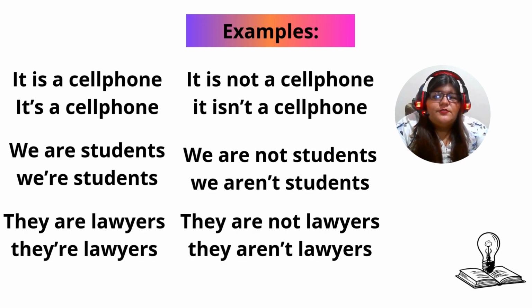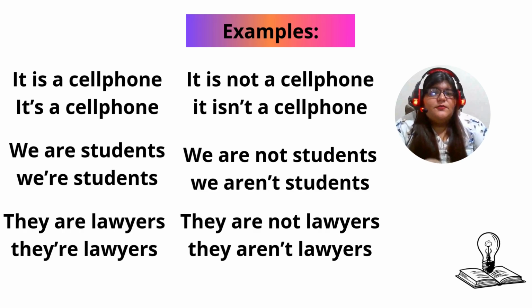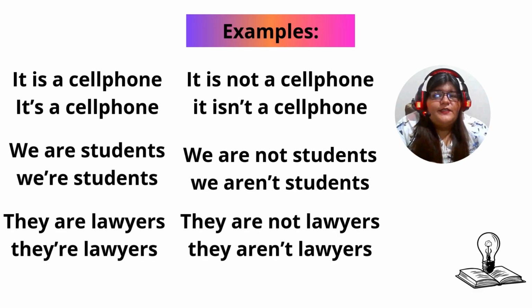Then we have more examples. For example, do you remember the subject pronoun it, the be verb is, and the complement or noun a cell phone in this case, right? When you want to deny, for example, imagine if someone asks you, is this a cell phone? No, it's not a cell phone. Why? Because this is a handbag or wallet. So when we want to deny something, we will use not. It's a cell phone, it isn't a cell phone.